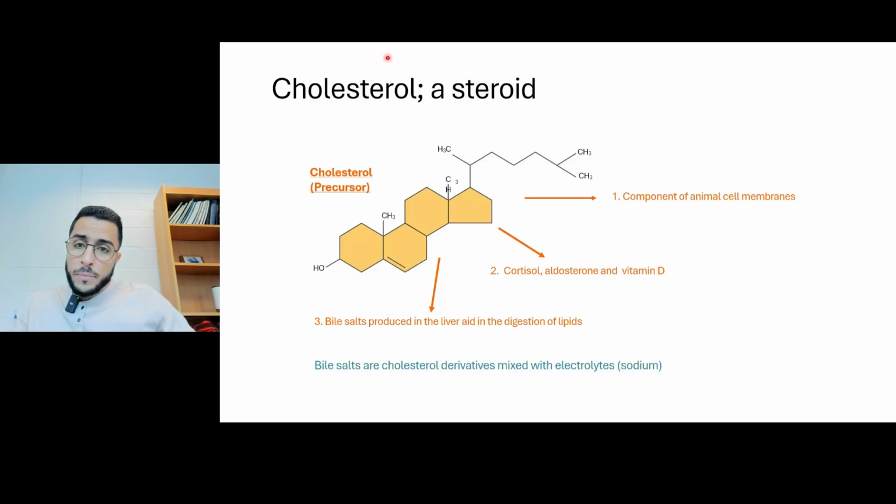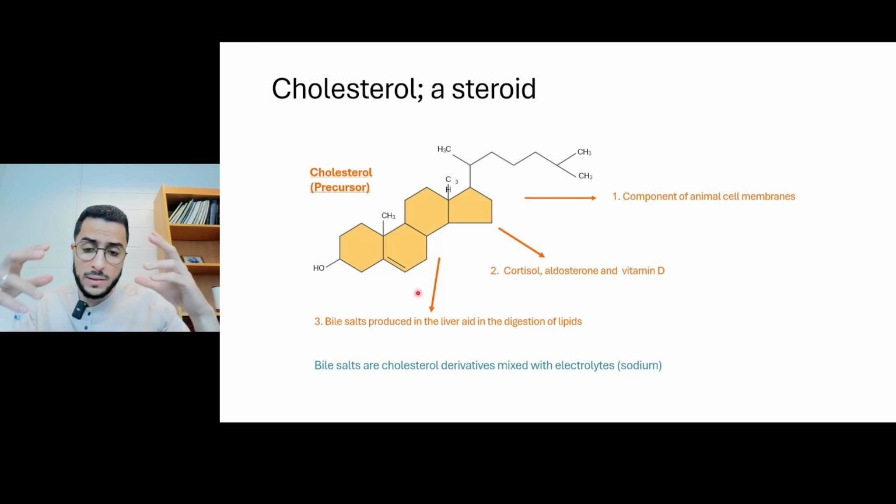And so, cholesterol is a steroid. Okay, it's the component of cell membrane, but also serves to produce, as I told you, the hormones and the vitamins and whatnot. And another function of cholesterol is to act as a precursor to produce bile salts, which are important for digestion of the lipids.